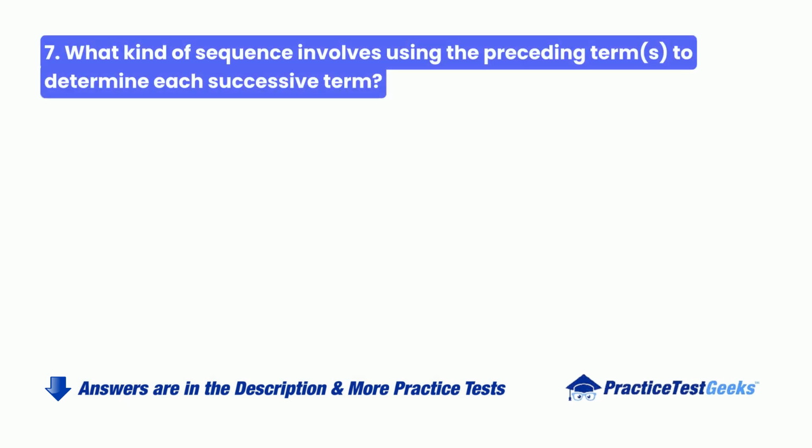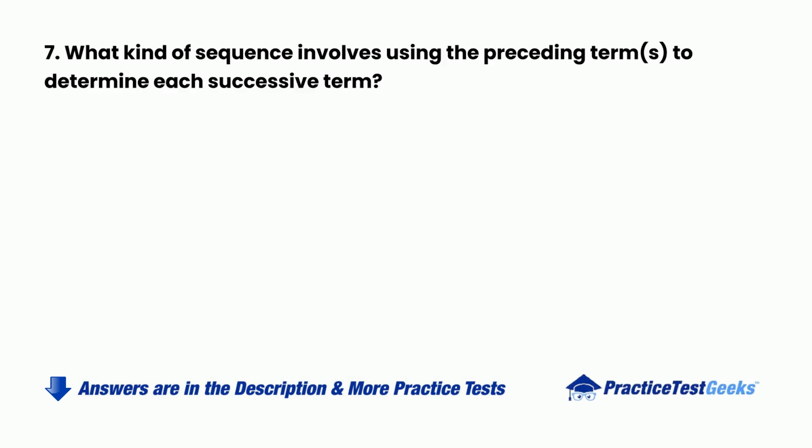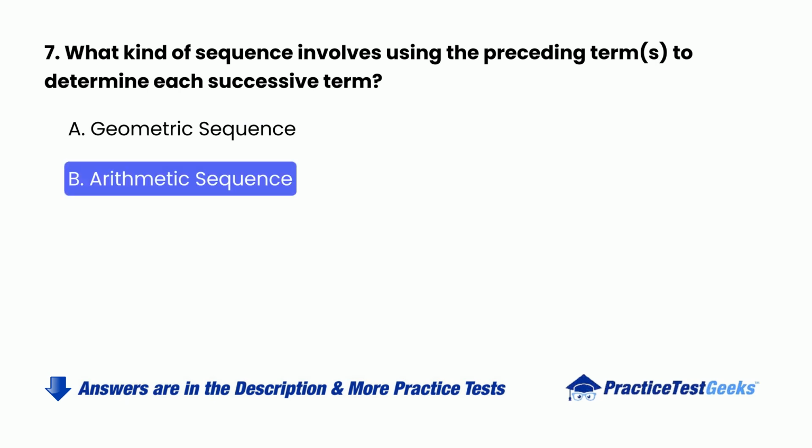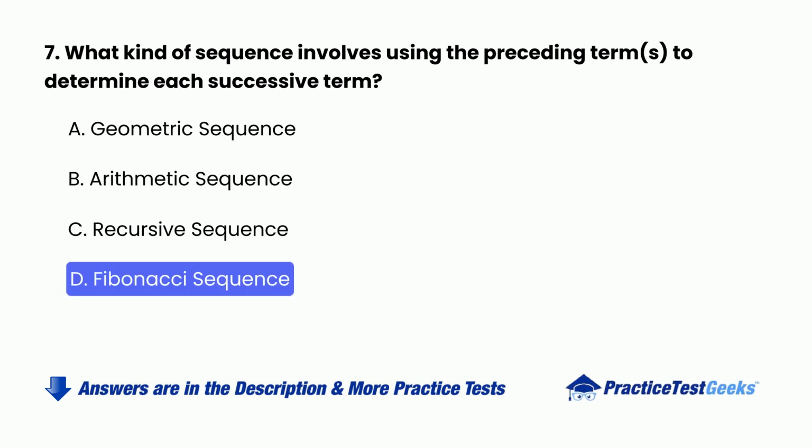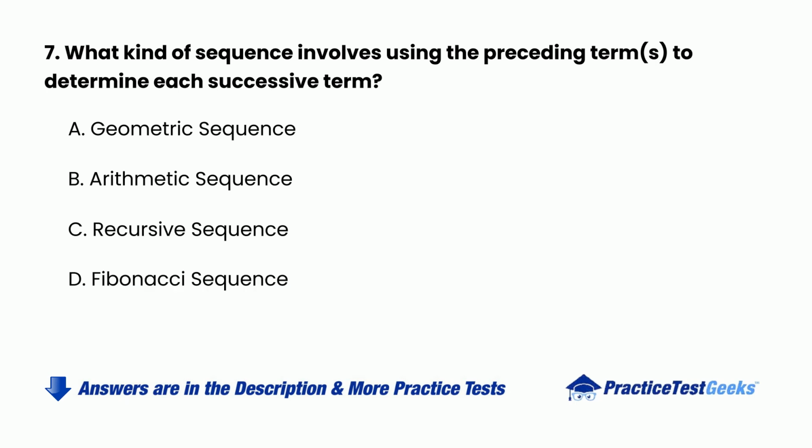7. What kind of sequence involves using the preceding term or terms to determine each successive term? A. Geometric sequence. B. Arithmetic sequence. C. Recursive sequence. D. Fibonacci sequence.